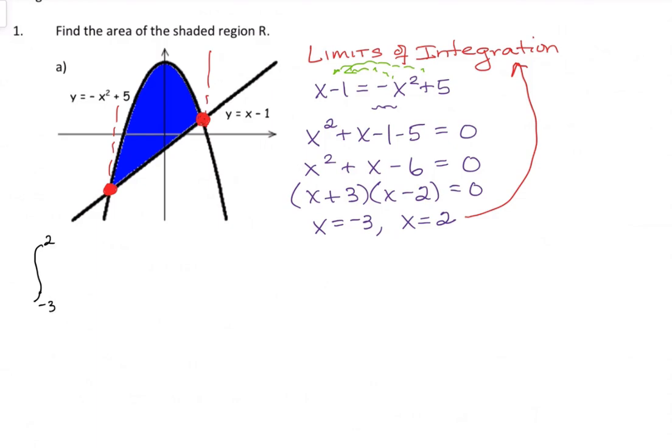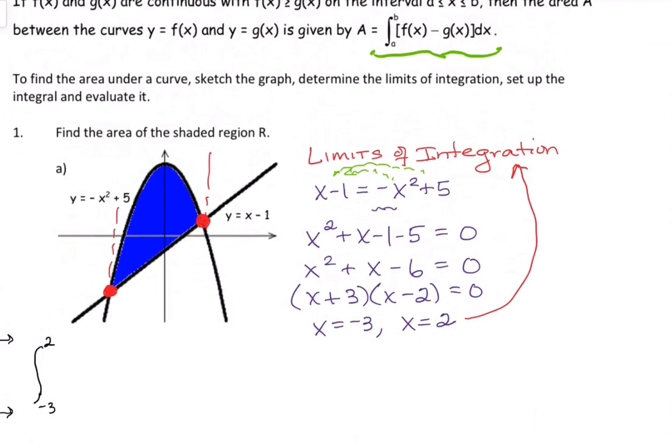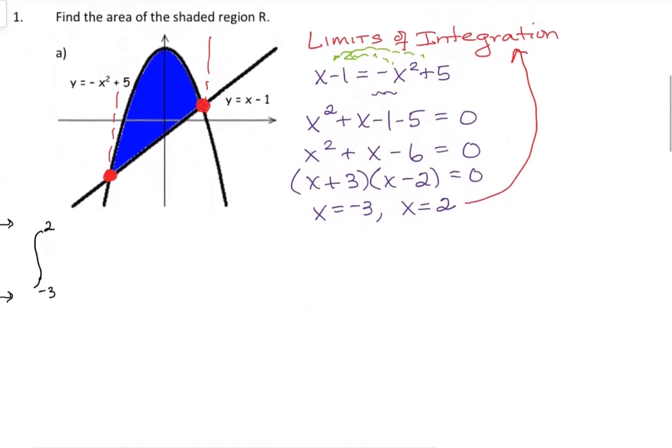Remember that you always want the smaller value on the bottom, the larger value on top for your limits of integration. And now we have to create the integrand. So when you look back up here at that definition that I pointed out, remember the integrand is the difference between the two functions. Now, because subtraction is not commutative, it does matter what order I subtract those functions in. You want to look back at that drawing again to determine whether you're going to do the parabola minus the line or the line minus the parabola.